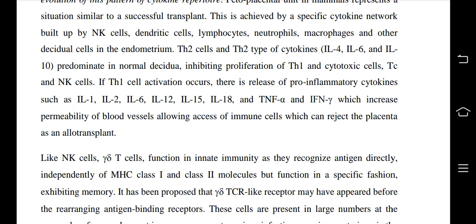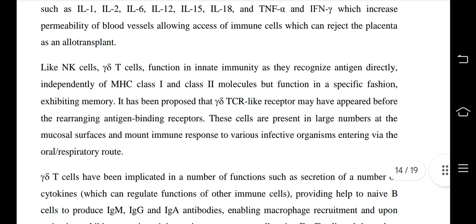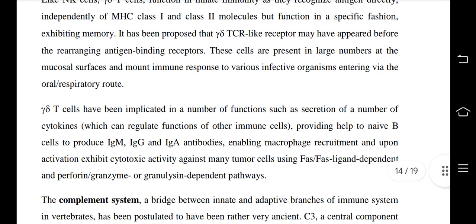Like NK cells, gamma delta T cells function in innate immunity as they recognize antigen directly, independently of MHC class 1 and class 2 molecules, but function in a specific fashion, exhibiting memory. It has been proposed that the gamma delta TCR-like receptor may have appeared before the rearranging antigen binding receptors. These cells are present in large numbers at the mucosal surface and mount an immune response to various infectious organisms entering via the oral or respiratory route.